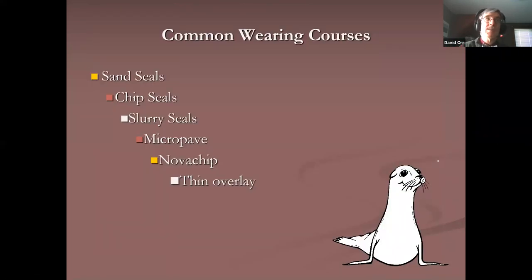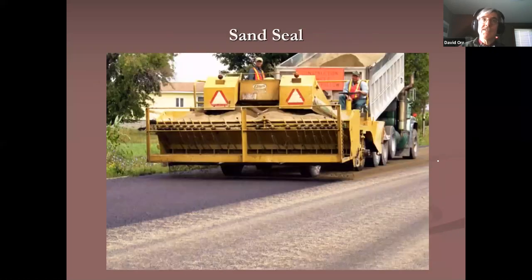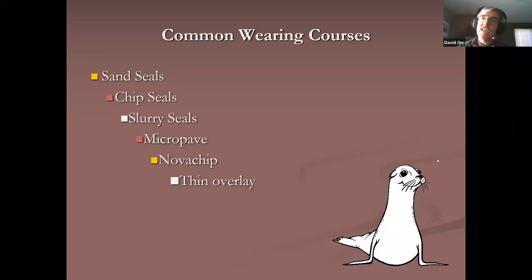And so what we want to do is use common wearing courses, from sand seals to chip seals all the way up to thin overlays. The key is they don't provide any structural support. They're just sealing the surface. Now, a sand seal is made with sand. And if people go, well, why would I use a sand seal? You can actually cheat a little bit and combine these techniques together.